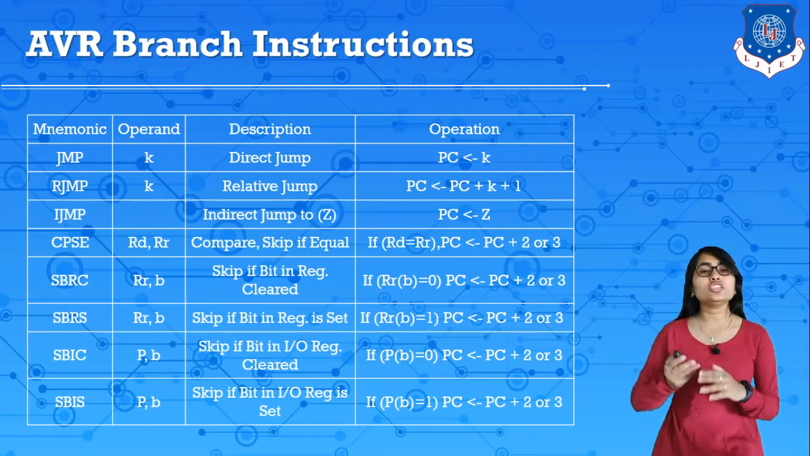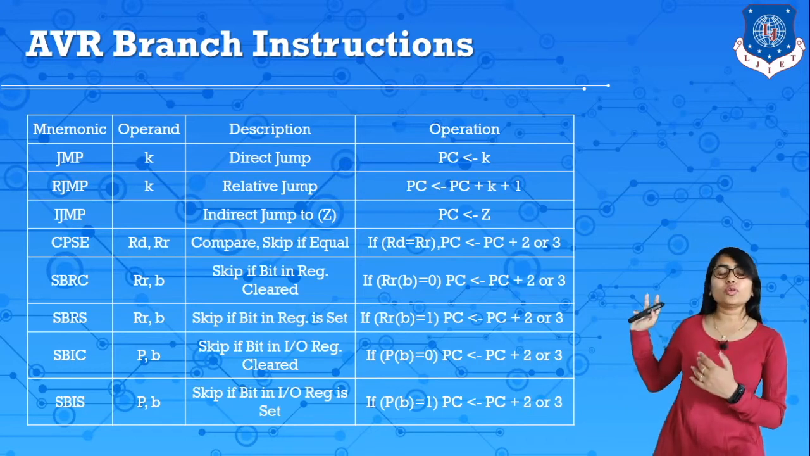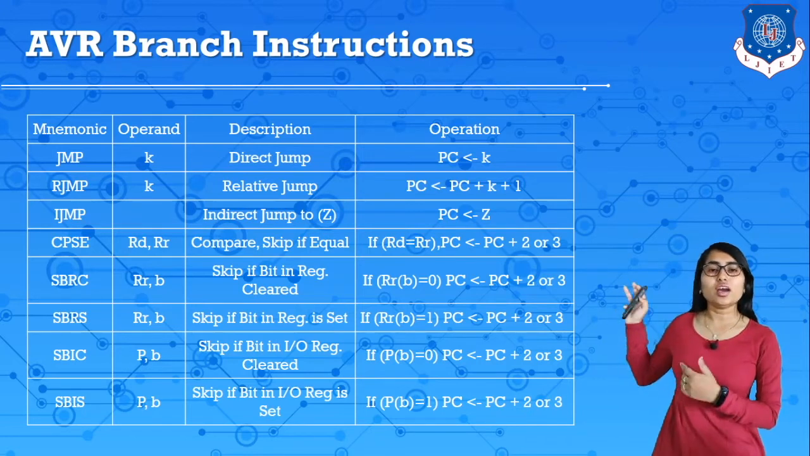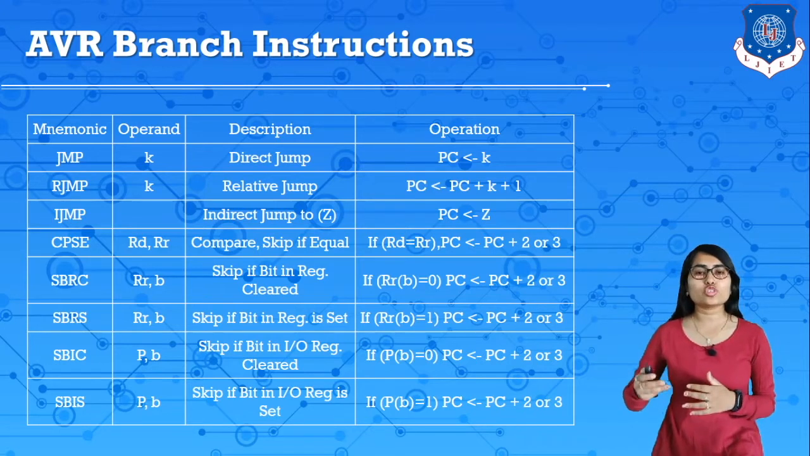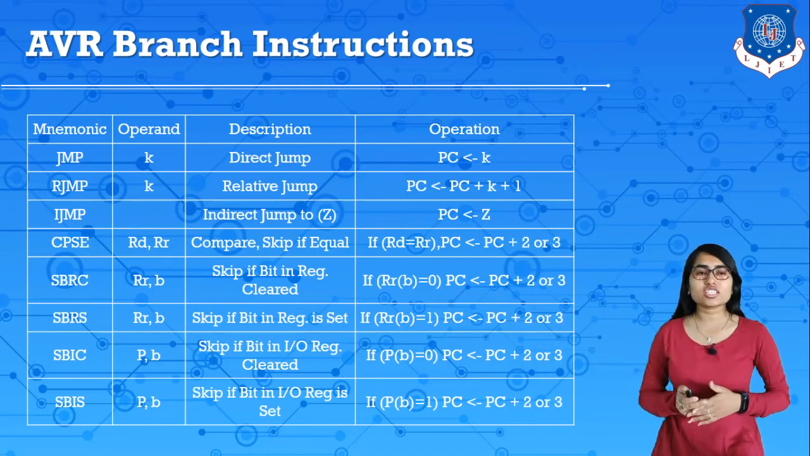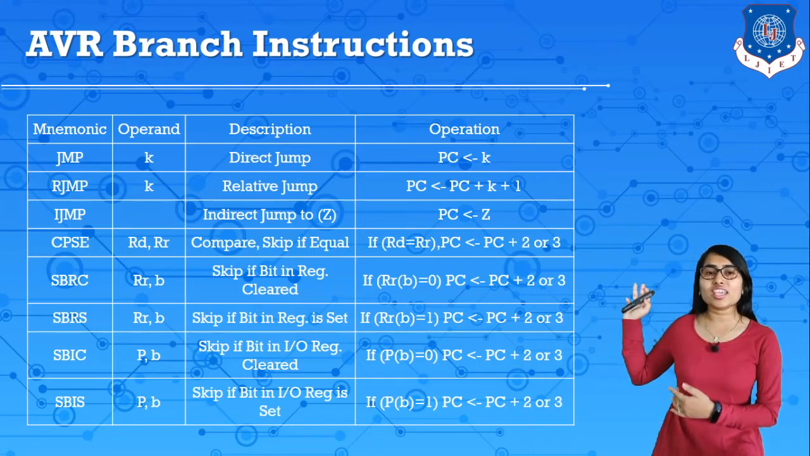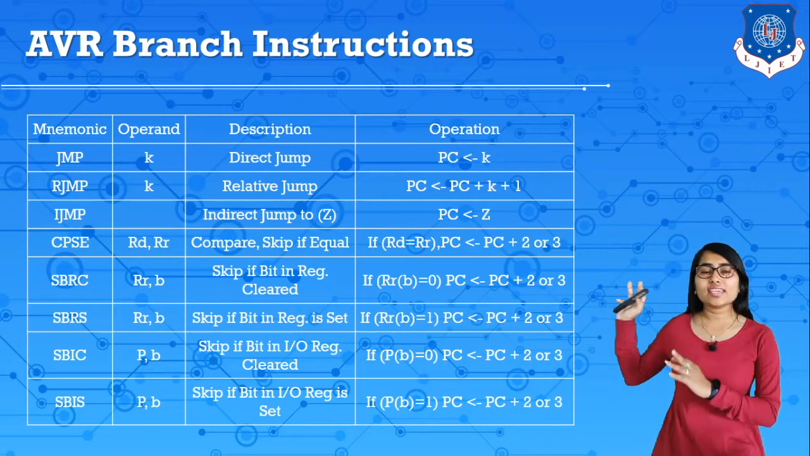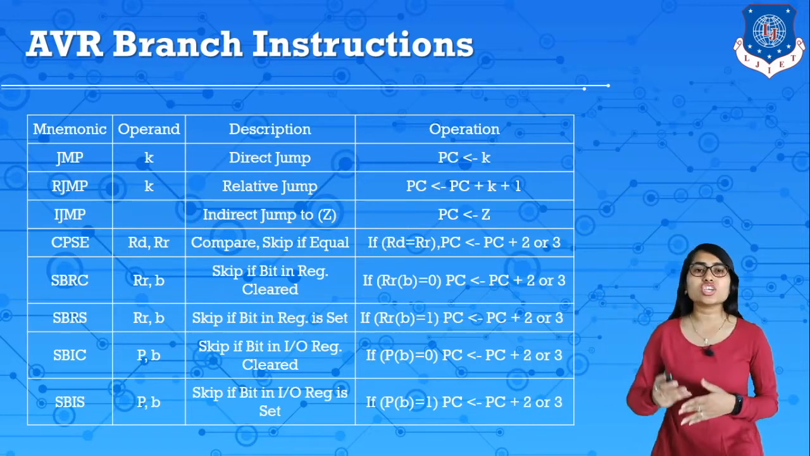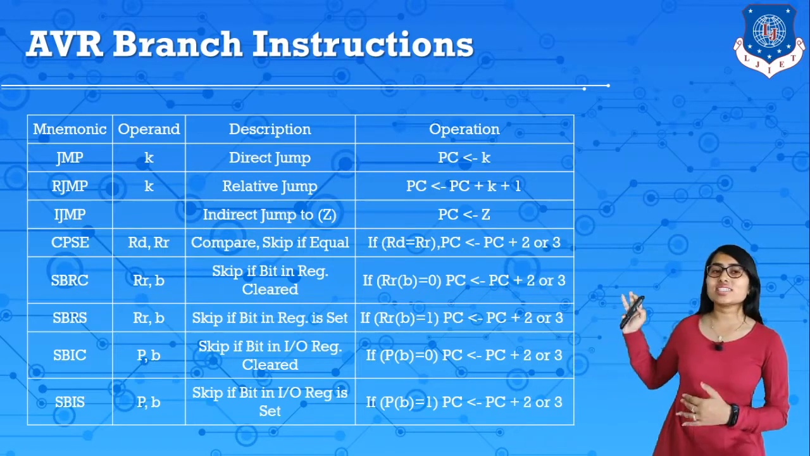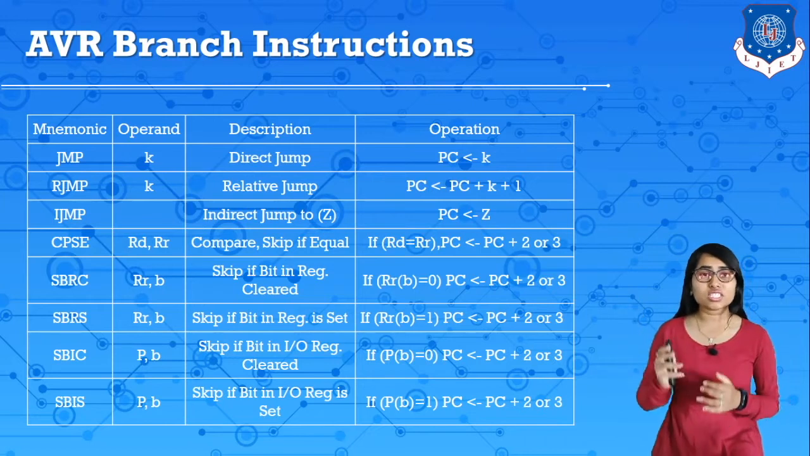After the jump instruction, if the value of the program counter is stored at some other location, then that address is going to be stored there, and at that location our program is going to be executed. So in this JMP K, whatever the content of K is, it is directly copied into the program counter, and at that location the next program is going to be executed. Now next is RJMP, that means relative jump.